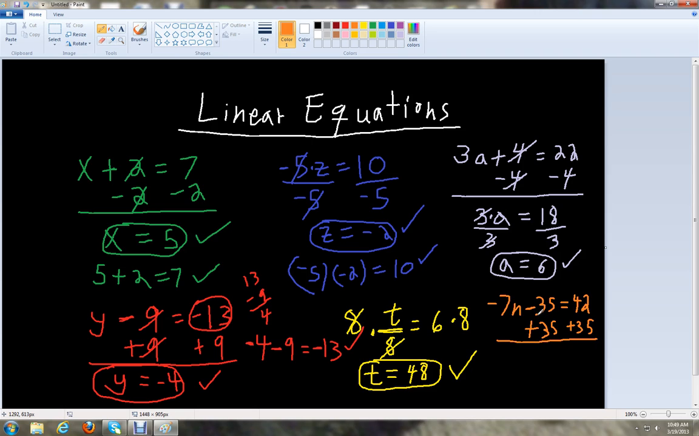So negative 35 plus 35 is 0, so those will cancel out. And then we're left with negative 7n equals 42 plus 35, that's going to be 77. And then the last step is multiply or divide. So we see it's negative 7 times n, so we divide by negative 7 on both sides. So those will cancel. So we have n equals 77 divided by negative 7. So the signs are opposite. The 77 is positive, negative 7 is negative, so our answer will be negative 11. So n equals negative 11.